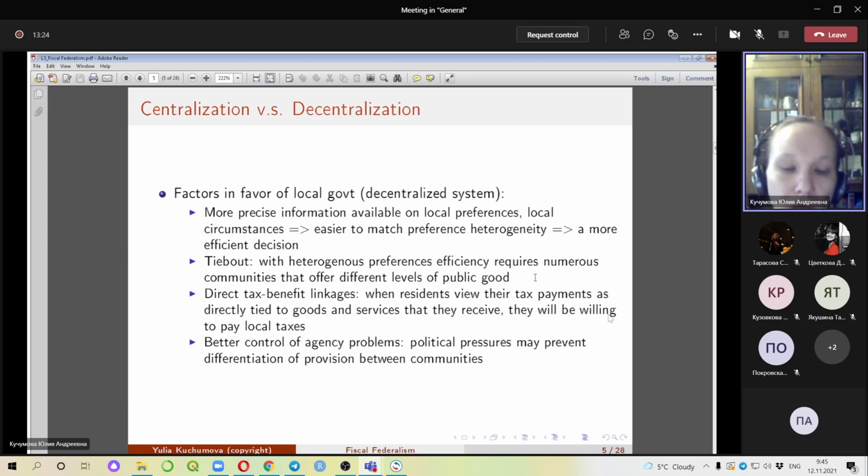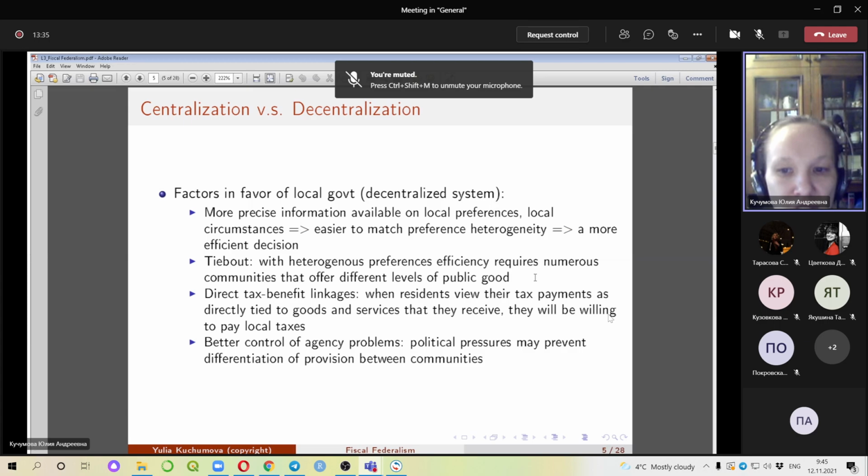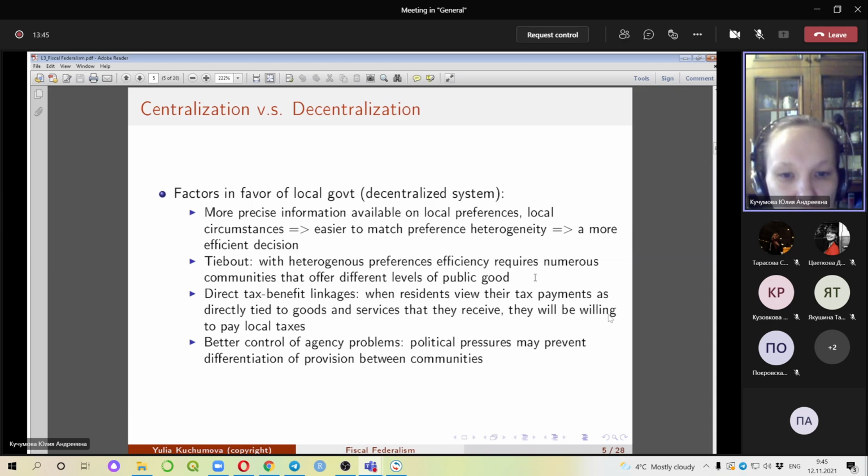Then another factor here is called direct tax benefit linkages. It means that when residents view their tax payment as directly tied to the goods and services that they receive, they will be more willing to pay local taxes rather than just pay national tax, which is not as directly related to the goods and services they receive while living in their community, locality, or region, right?